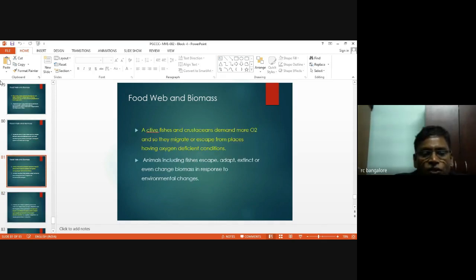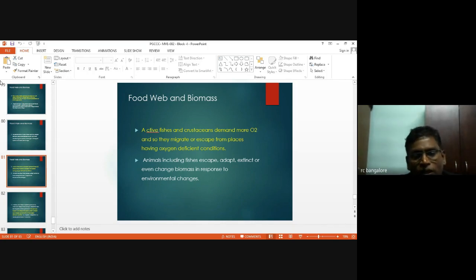So active fishes and crustaceans demand more oxygen, and so they migrate to or escape from places having oxygen deficient conditions. The fishes and crustaceans in the water body require more oxygen. If the oxygen concentrations decrease or the pH values change, these aquatic organisms will escape and migrate from one place to another.